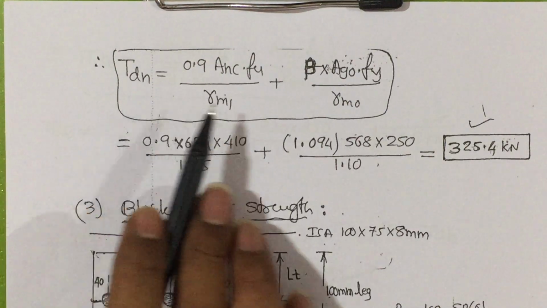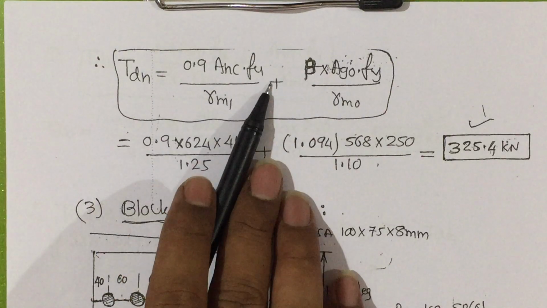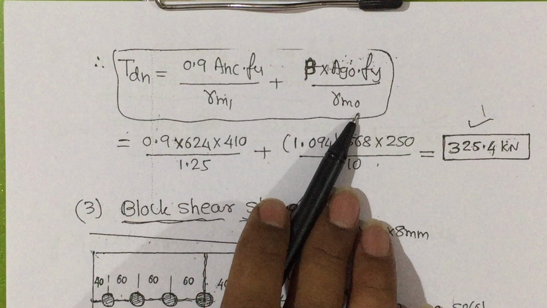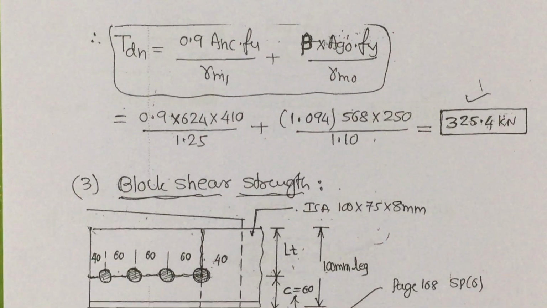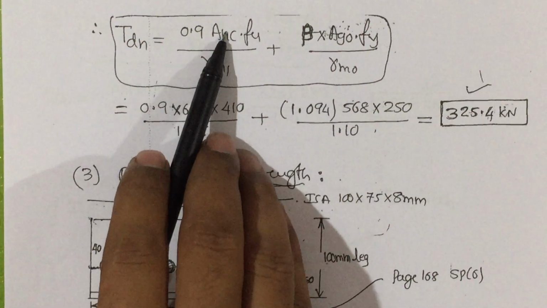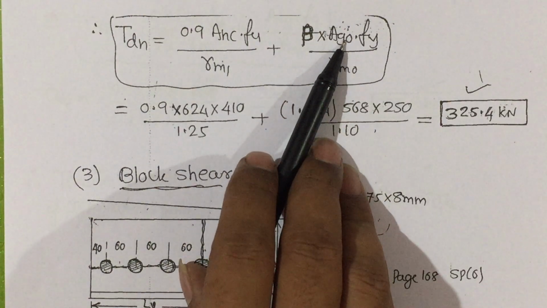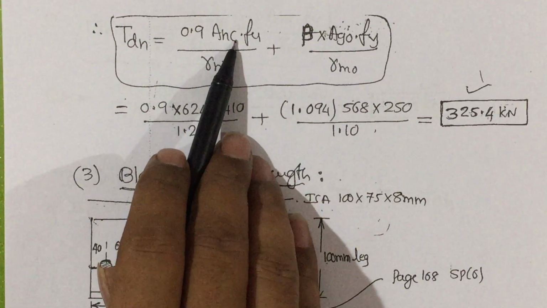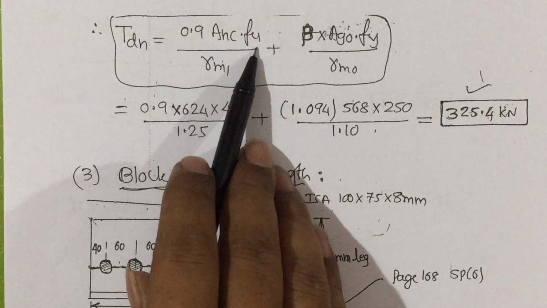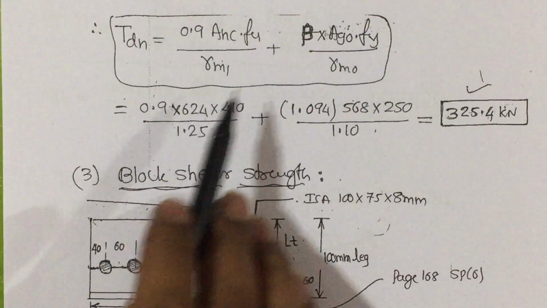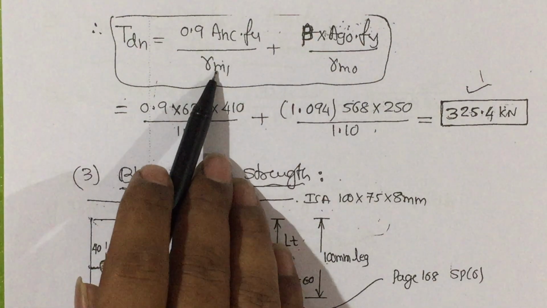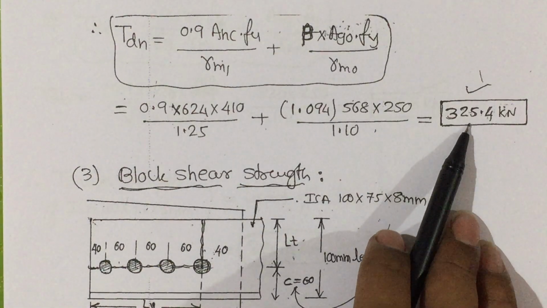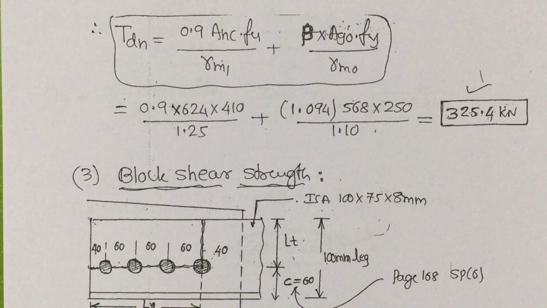Therefore, Tdn is given by 0.9 into Anc into Fu divided by gamma m1 plus beta into Ag0 into Fy divided by gamma m0. So we calculated Anc and Ag0, that is the net area of the connected leg and the gross area of the outstanding leg. Then we know Fu is 410, Fy is 250, gamma m0 is 1.1, gamma m1 is 1.25. So substitute all the values, you will get 325.4 kilonewton.